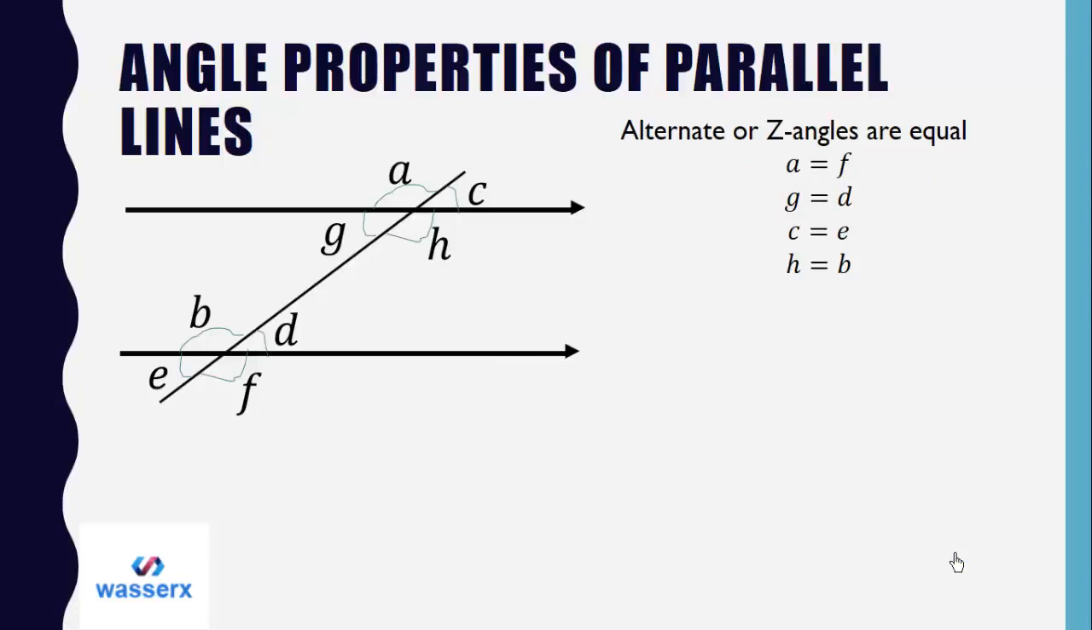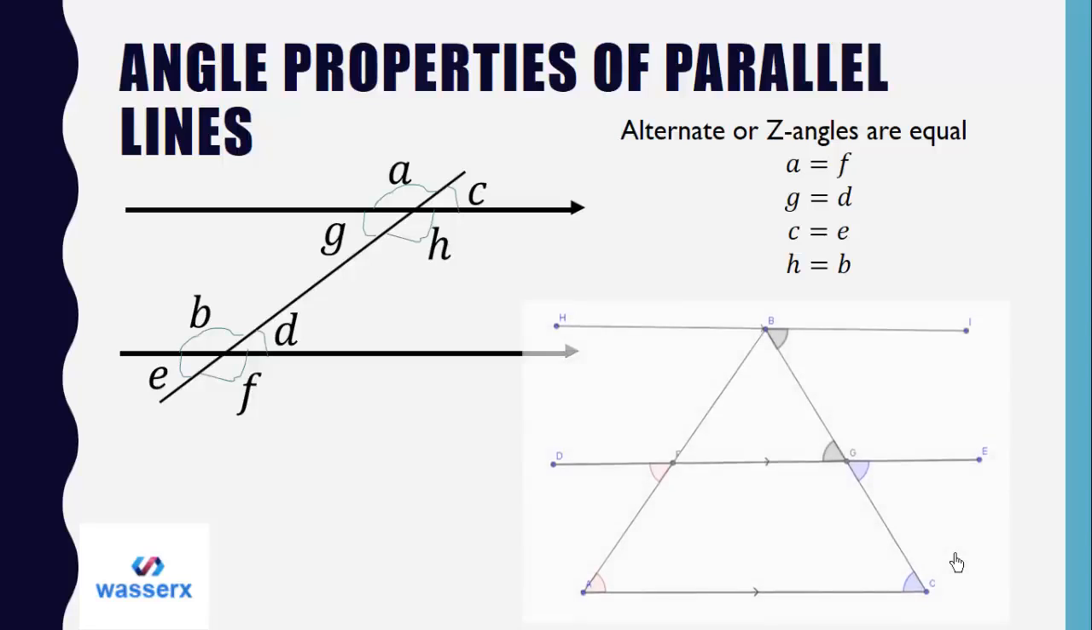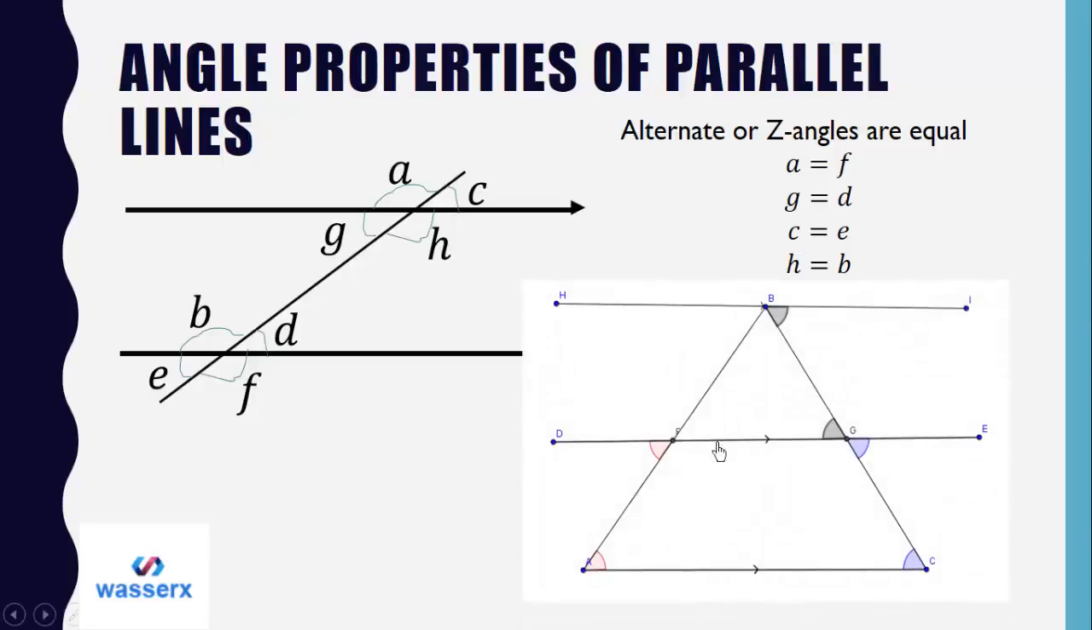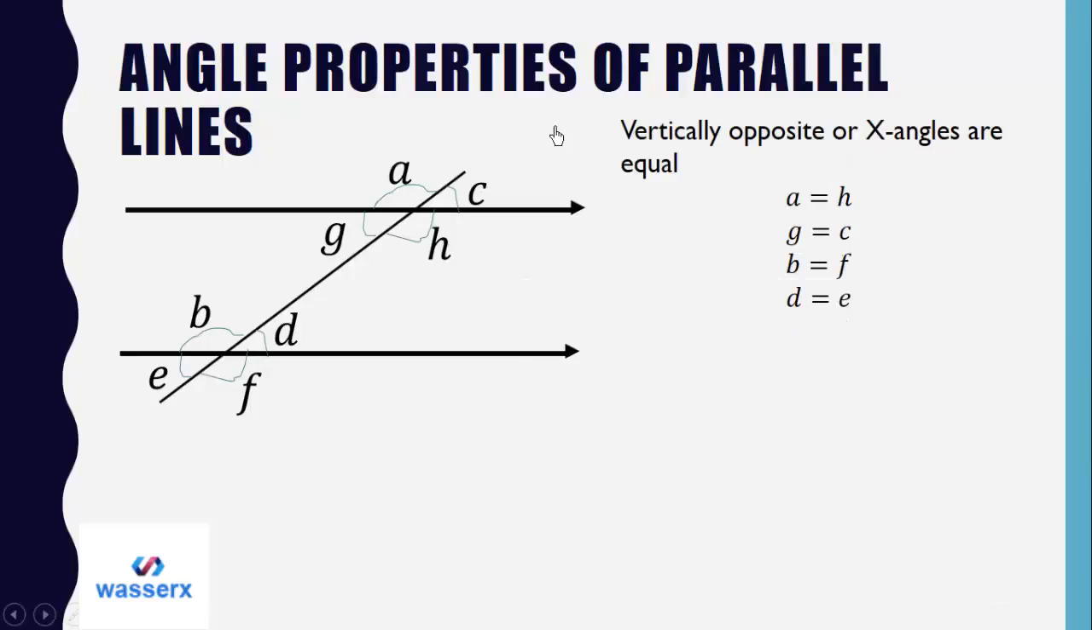The alternate angles are also equal. These are Z angles, so look for a Z shape. So this is a Z shape. This angle is equal to this angle. This angle is equal to this angle. Then this is alternate to this. So this angle is alternate to this also. Then we have X angles are equal. So these angles, A equal H, C equal G, B equal F, D equal E. These are the X angles.